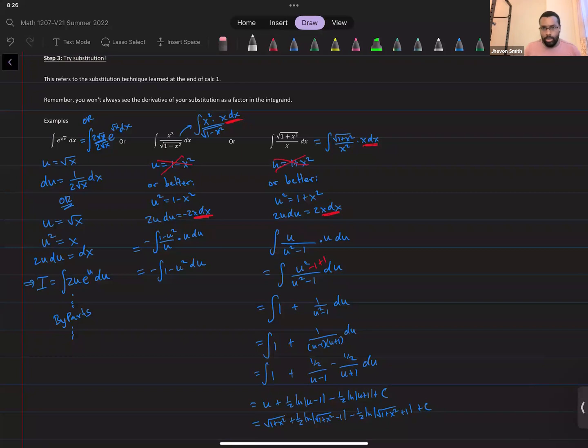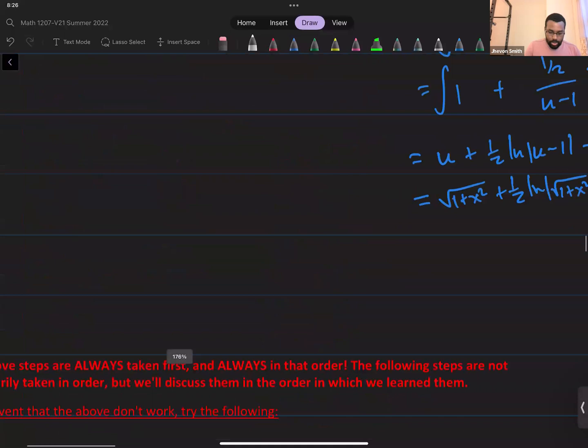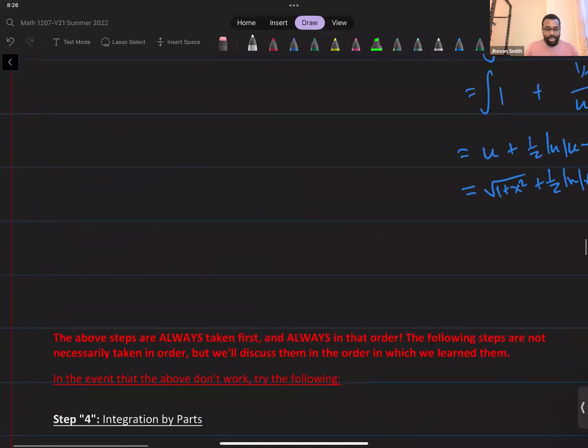And so that's like a substitution. Now, put in red, the above steps, you always take them first. You always take them in this order. You are really making your life harder if you don't think that way.